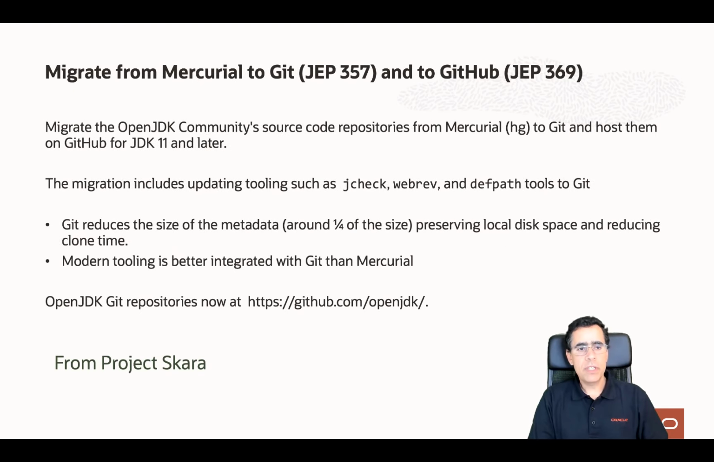Now, as part of Project Skara, we migrated the source code of the JDK, which used to rely on Mercurial for source control. It is now being migrated to Git, which uses significantly less metadata and has much better tooling. Then, in a separate JEP, it was discussed which provider should host it, whether we should self-host it or use an external provider. But the result of this was that GitHub was chosen for the code in OpenJDK.